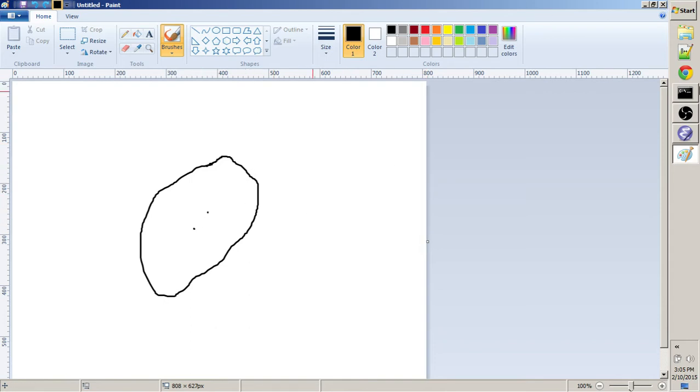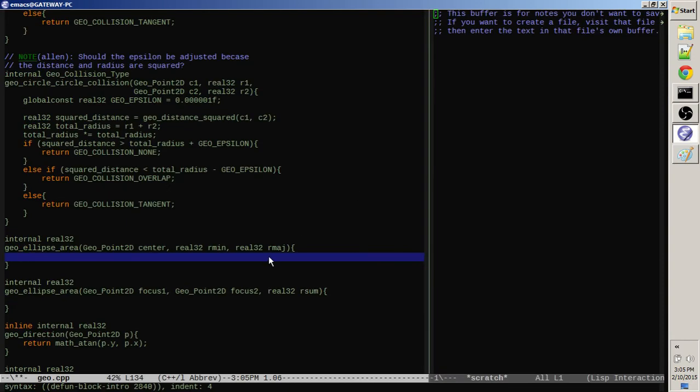But for finding the area, we don't actually need that angle. It doesn't matter what the angle is. And for that matter, it doesn't matter what the center is. So to find the area of an ellipse is just a matter of the two axes. So then, as we discussed, it's r min times r major times pi, right?